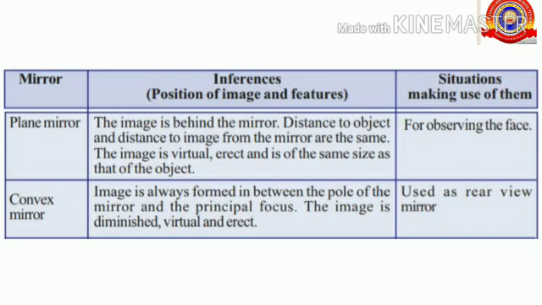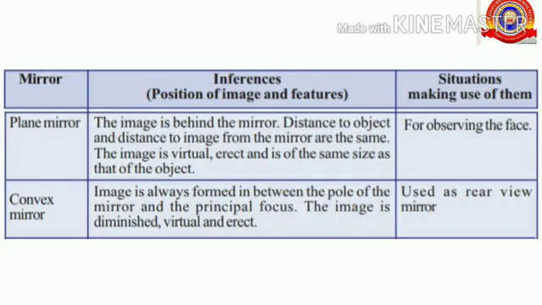First one, plane mirror. We already know that in plane mirrors the image is formed behind the mirror and the distance to object and distance to image from the mirror are the same. The image is virtual, erect and of the same size as the object, and plane mirrors are used for observing the face. Next one, convex mirror. Here the image is always formed in between the pole of the mirror and the principal focus. The image is diminished, virtual and erect, and these mirrors are used as rear view mirrors.